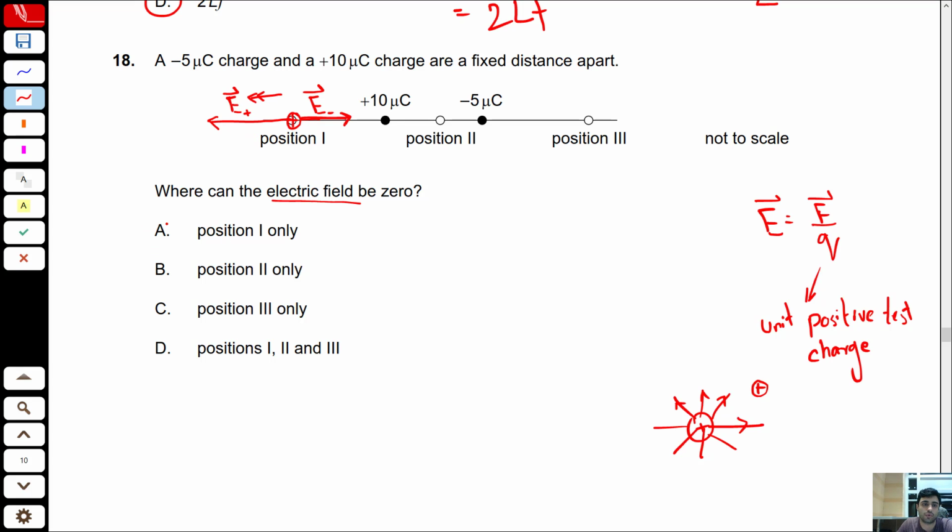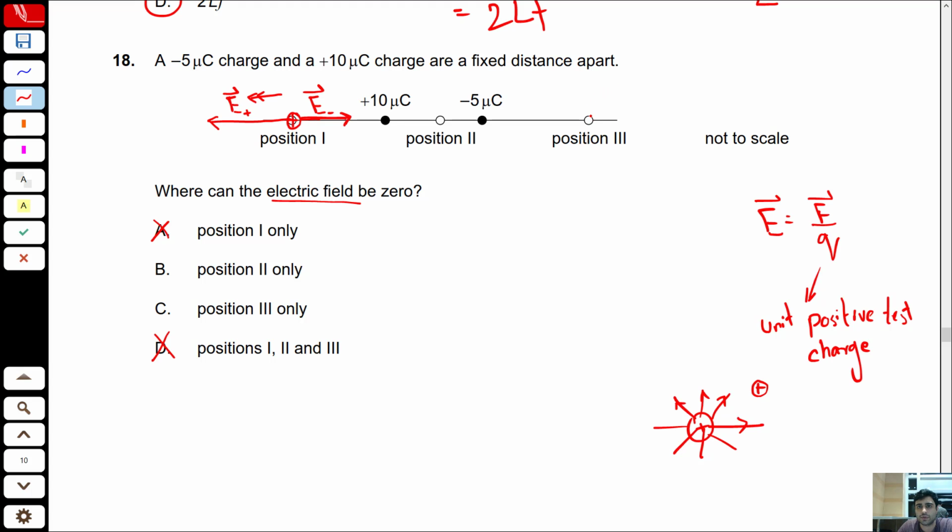0. So ignore position 1, ignore any option that says position 1. So this one also has position 1, so we're only left with option B and C to decide. Alright, let's just test position 3. If it doesn't work out, then it has to be position 2.